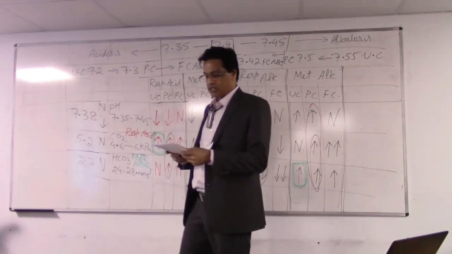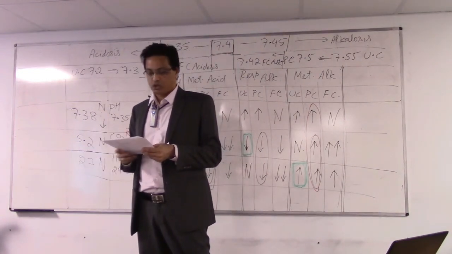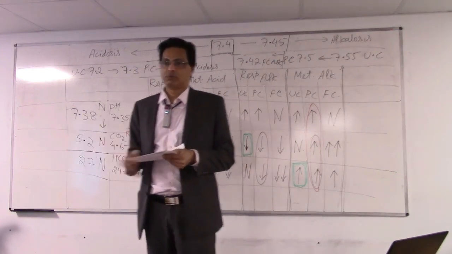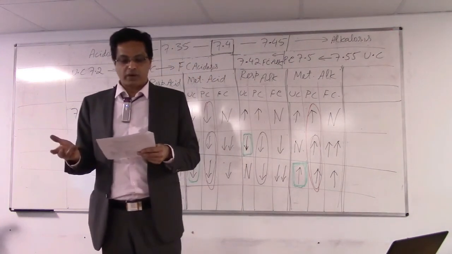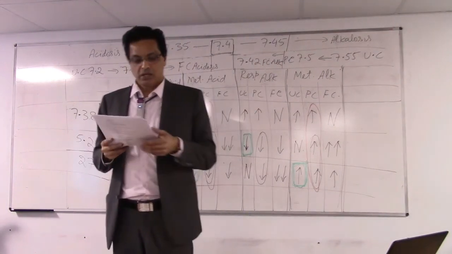So, what is this? Compensated. Yes, some compensation has happened there. So, compensated respiratory alkalosis. All of you understood? Okay. Why is he in compensated alkalosis? What is happening? He has panic disorder. He is breathing fast.